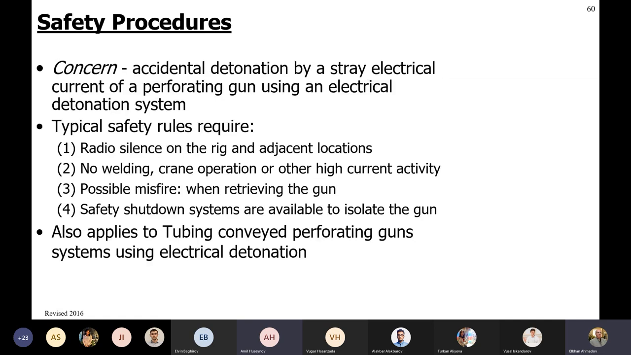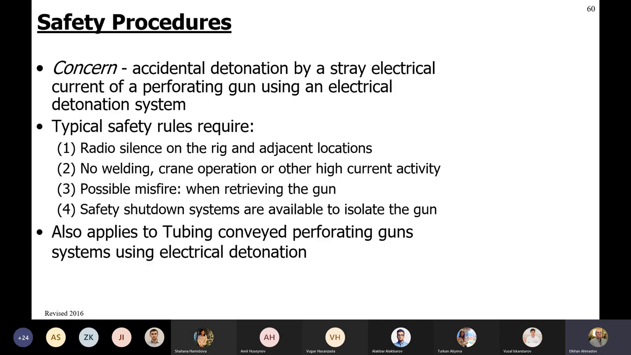In both cases, whether it worked or not. Yes, of course, we can't leave this in the well. The only case when we leave the gun system or perforator in the well is the tubing conveyed gun system, when we attach the perforators to the end of the tubing and complete the well permanently.